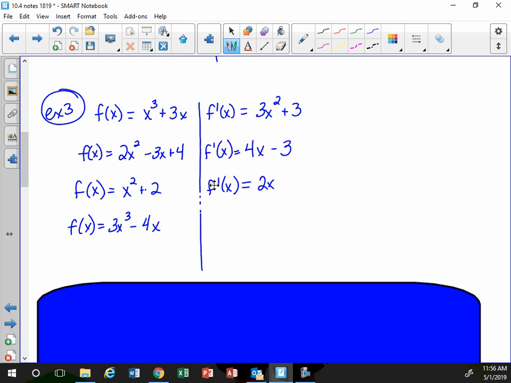So what's this one going to be? 9x squared minus 4? Yes. You're just using the power rule individually and then writing them together, okay?